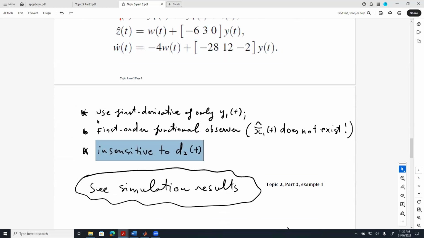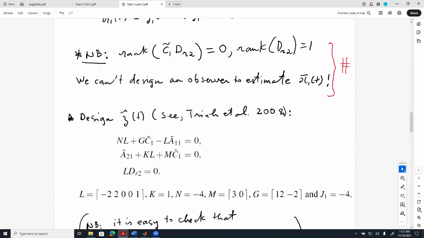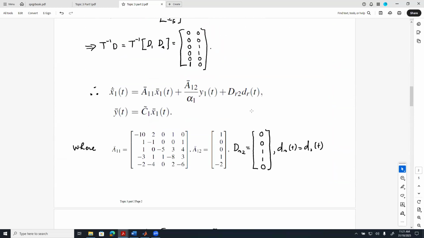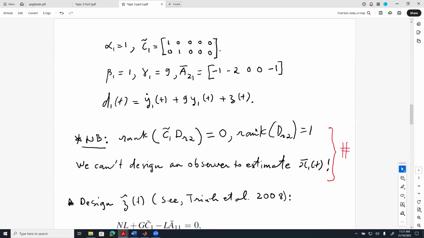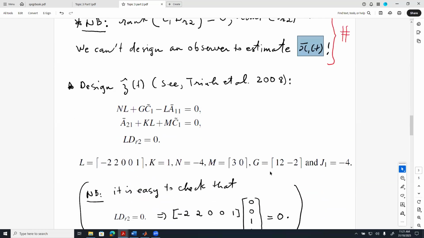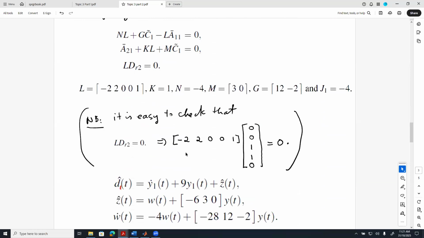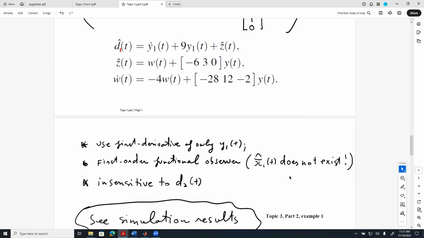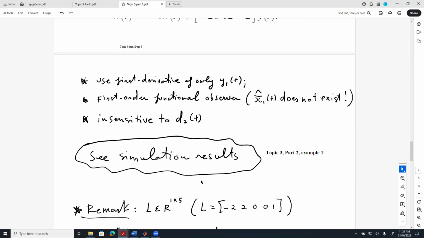All right. Bear in mind that the observer matching condition for this reduced order system does not hold. In other words, the rank of C tilde 1 times DR2 is actually 0. So we can't use any existing method to estimate the entire state vector asymptotically, whereas when we use a functional observer, it is possible to do so. So let's show the simulation results.